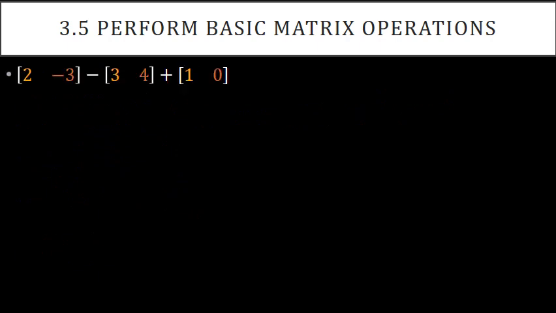Here's another example. These matrices have 1 row and 2 columns. They're all the same size, so we can add them. So just take the first one with the first one. So we have the 2 minus 3 plus 1. Then we'll have -3 minus 4 plus 0. And simplify. First part gives us 0. Second part gives us -7.